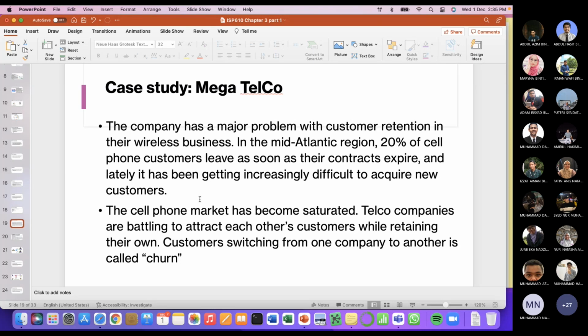Okay, dia kata apa? 20% of telco customers leave as soon as their contracts expire, and lately it has been getting increasingly difficult to acquire new customers. And the new cell phone market has become saturated. Telco companies are battling to attract each other's customers while retaining their own. Then customer switching from one company to another is called churn.